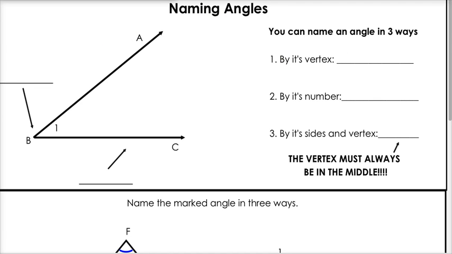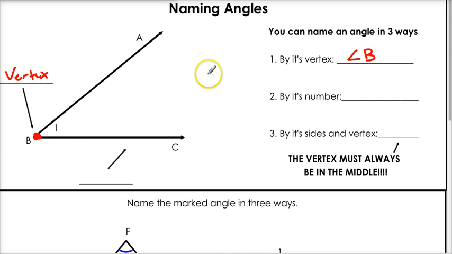Naming angles, this is our final topic, okay? You can name an angle in 3 ways. All right, I said I'd come back, here we are. So in an angle, there's the point where the 2 lines meet, and we call that the vertex, all right? That's where the 2 lines meet, right there. The first way to name it is by its vertex. So the point over there is B, so we call this angle B.